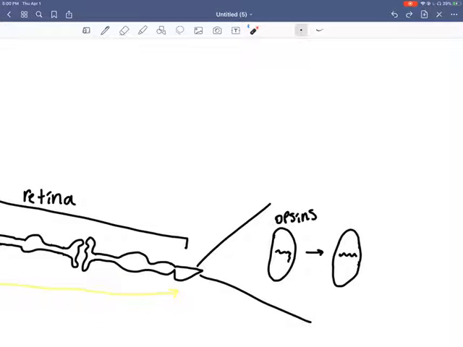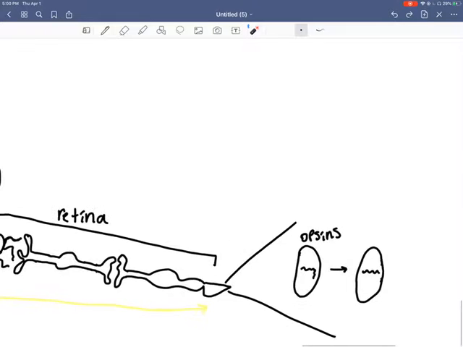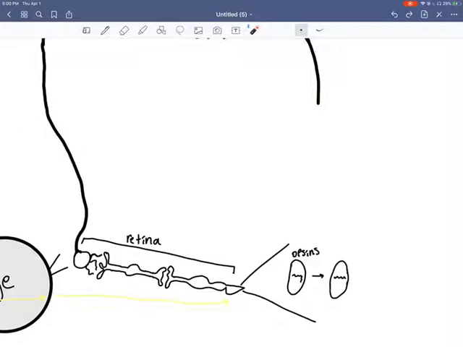In the membrane of the photoreceptor cells are these proteins called opsins, and light creates a conformational change from a trans to a cis. And this activates the photoreceptor cell, which at rest is depolarized and releasing a neurotransmitter that is inhibitory. In this case, it's glutamate. But when it's activated, it hyperpolarizes due to an inflow of negative ions and an outflow of positive ions.